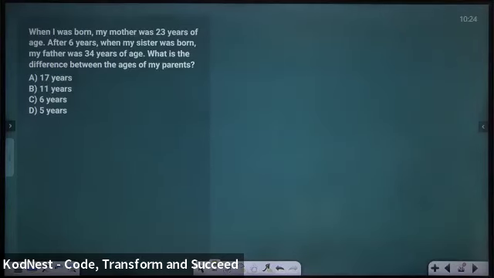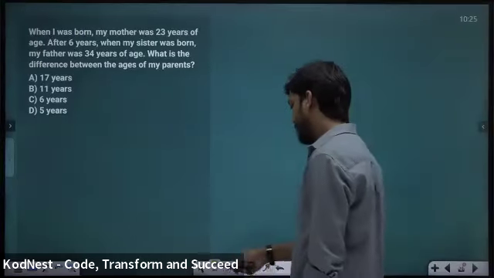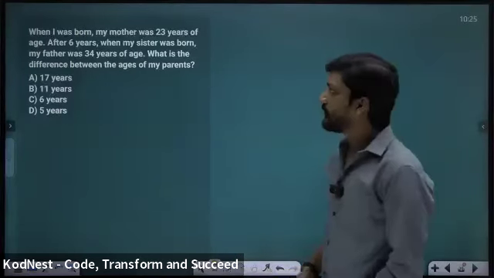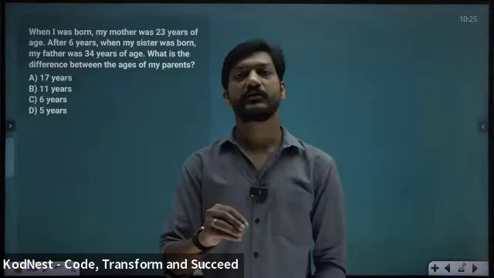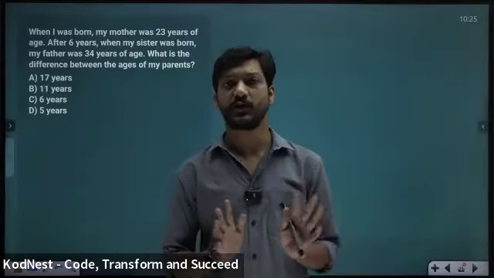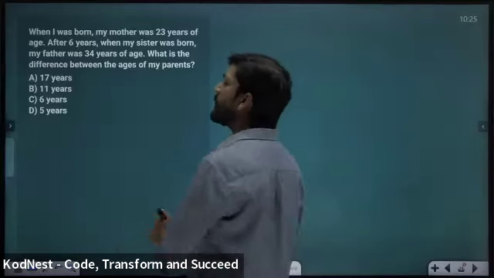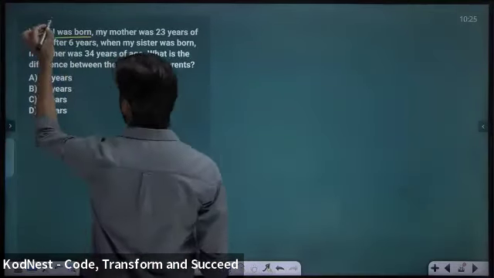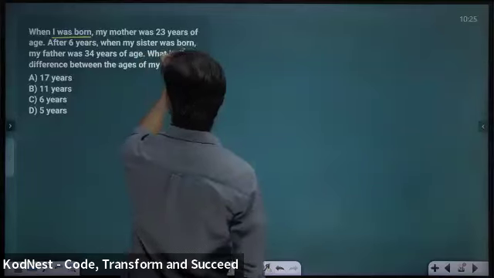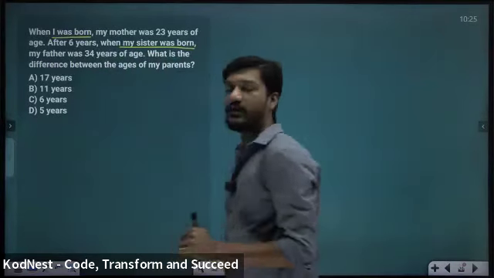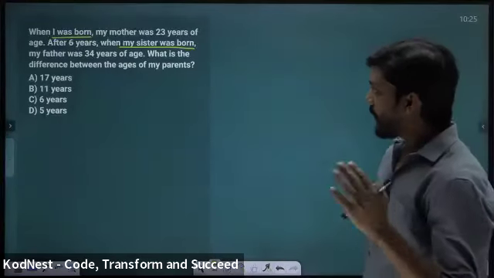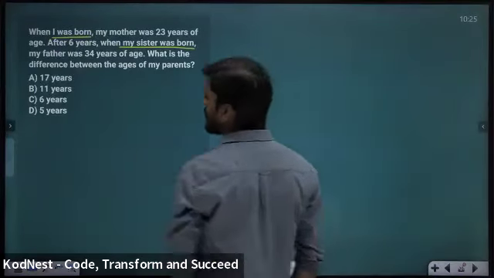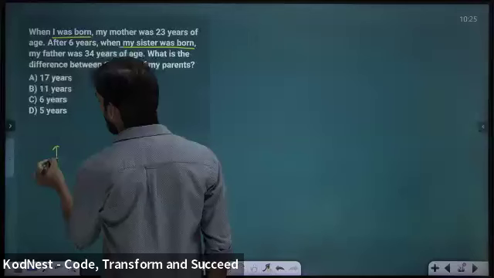Yes, 5 is correct. All right. So timeline is not given like 10 years ago, 20 years ago, 30 years ago. Timeline is given this way: when I was born and when my sister was born. What time they were born, I don't know. So when I was born, mother was 23.